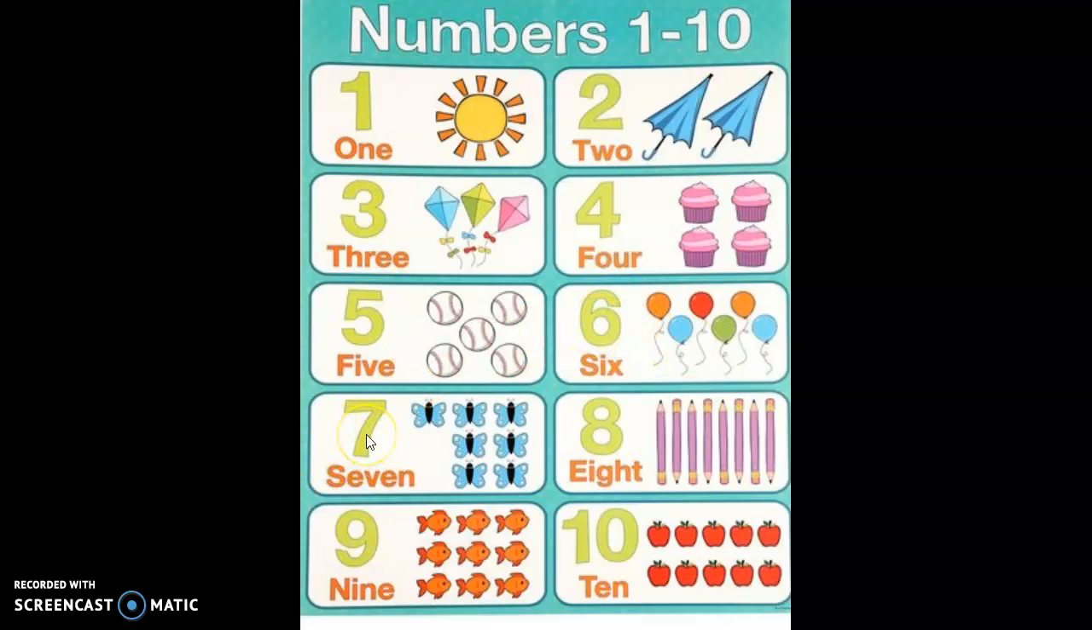Number 7. S-E-V-E-N, 7. Say again. 7. S-E-V-E-N, 7. How many butterflies are here, students? 1, 2, 3, 4, 5, 6, 7. There are 7 butterflies here.